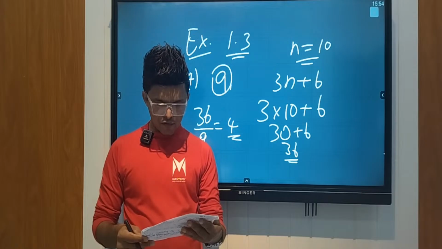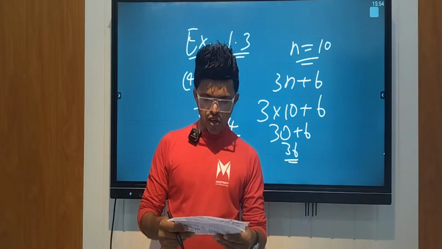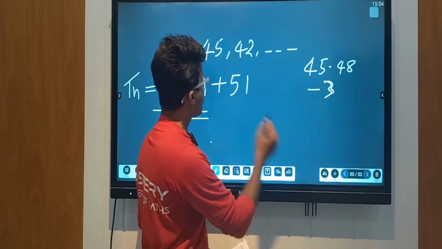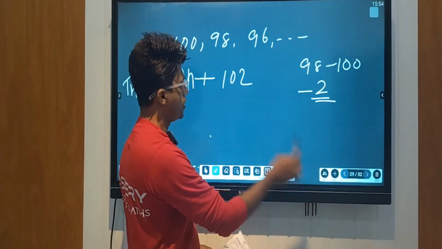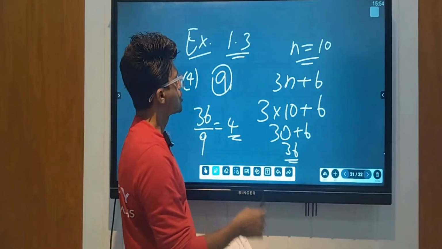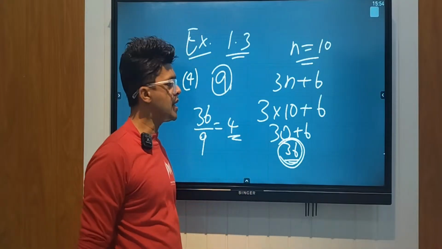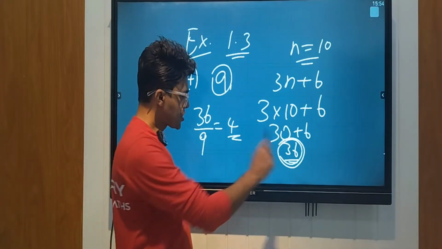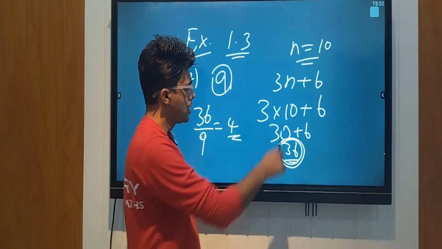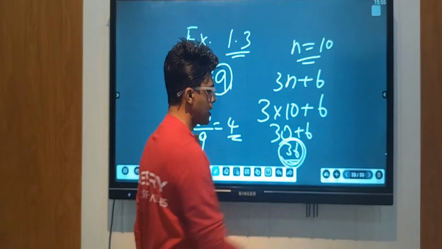The other question is: which row consists of 36 seats? The answer is the 10th row.